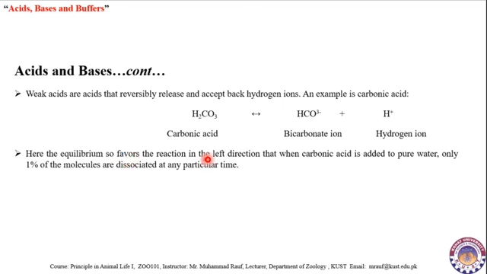Here the equilibrium favors the reaction in the left direction, so that when carbonic acid is added to pure water, only 1% of the molecules are dissociated at any particular time. So there is partial dissociation of carbonic acid. Only 1% is dissociated. Therefore, we term it a weak acid. Still, that is enough to shift the balance of hydrogen and hydroxide ions from neutrality. Although it is a weak acid, it still has certain effects on the concentration of hydrogen ions. After all, it is an acid.